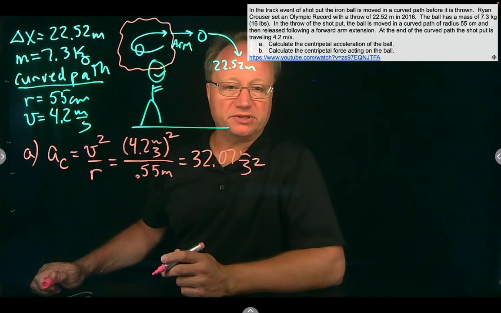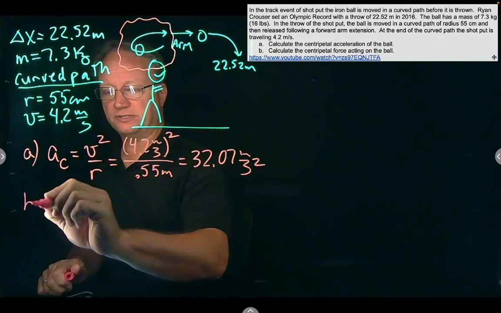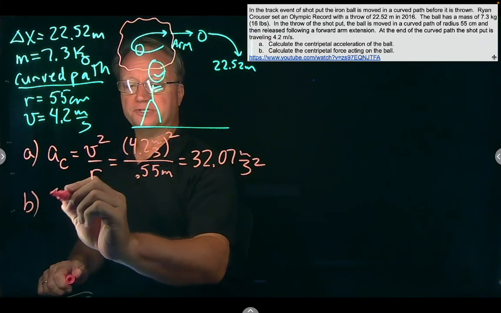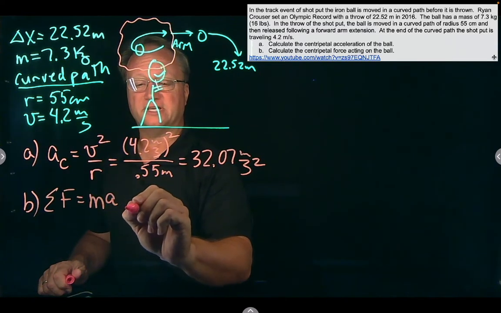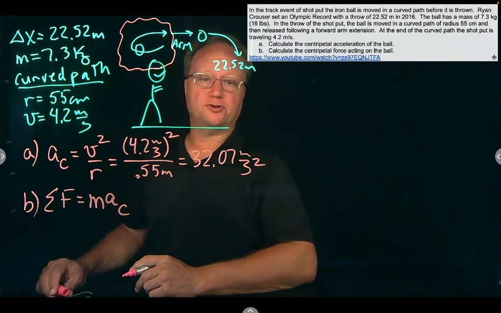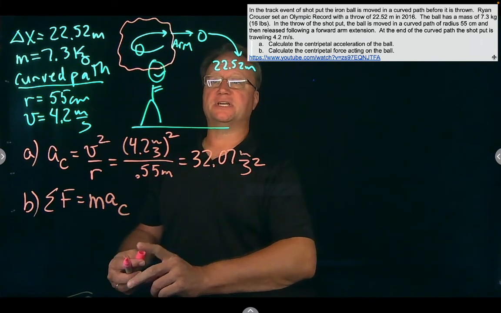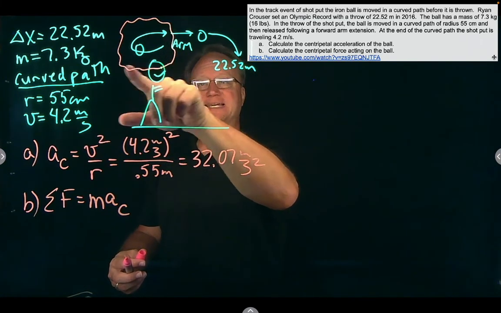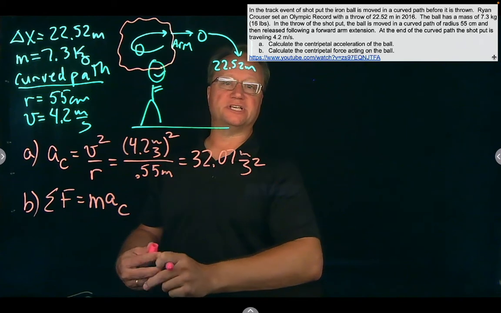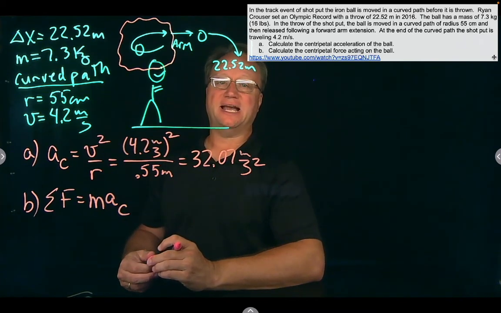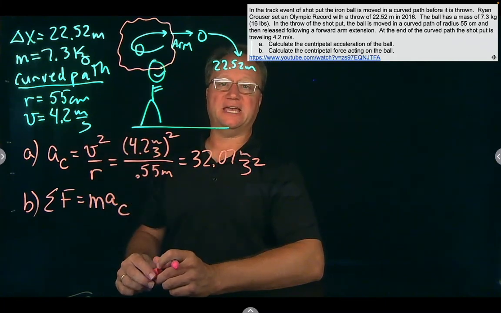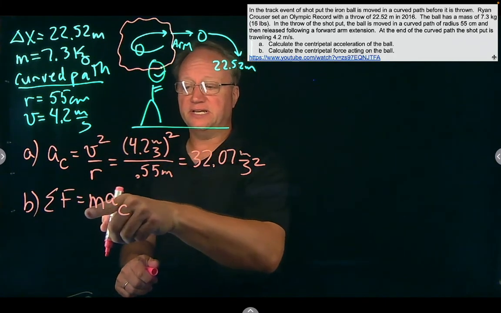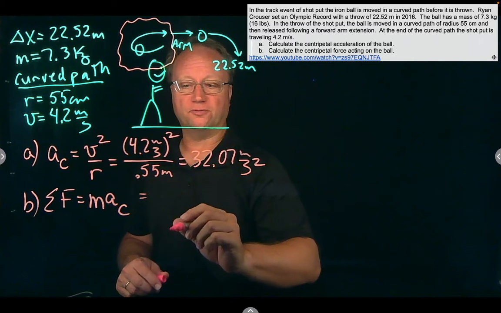Now in part B, we want the centripetal force. Well, centripetal force is not a new force. It's just a name for a force that's already there that is supplying a centripetal acceleration. So in this case, the arm is applying an inward force to keep the ball from flying tangent as it goes in that circular path. So it's that applied force from the hand that we are actually calculating and then calling a centripetal force.